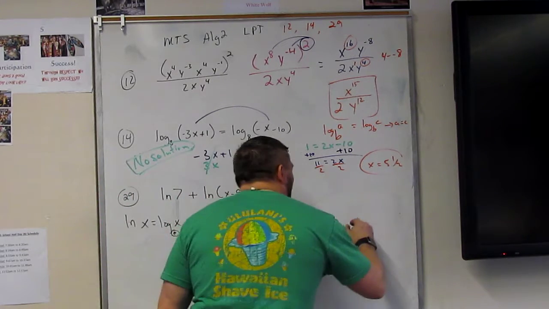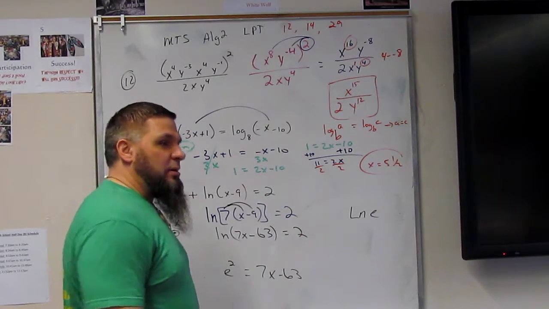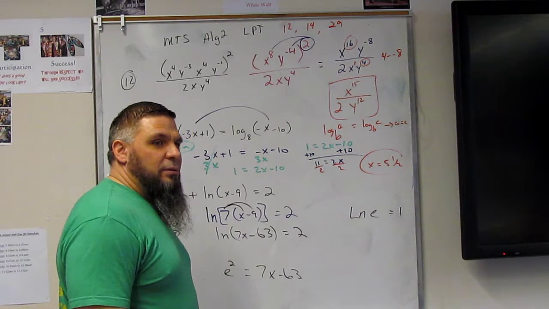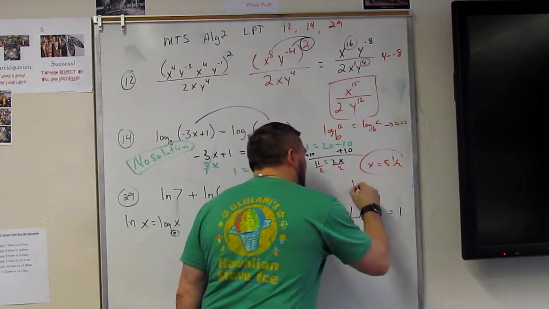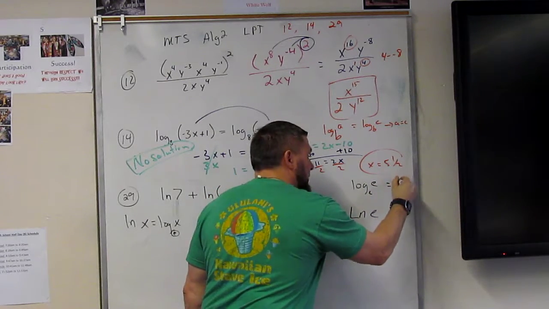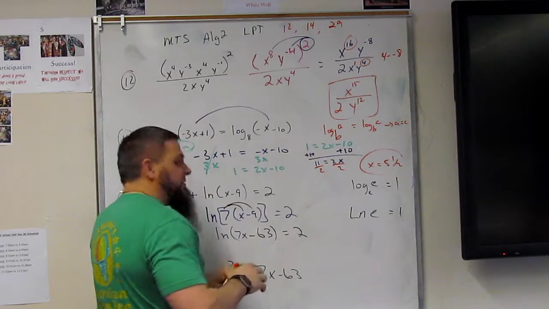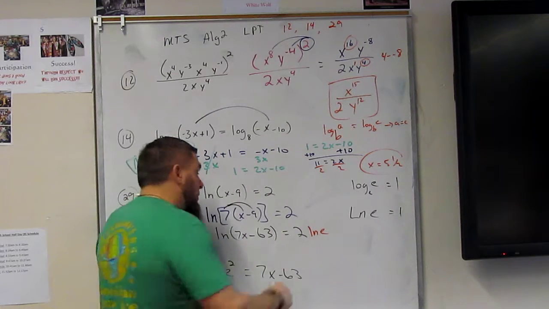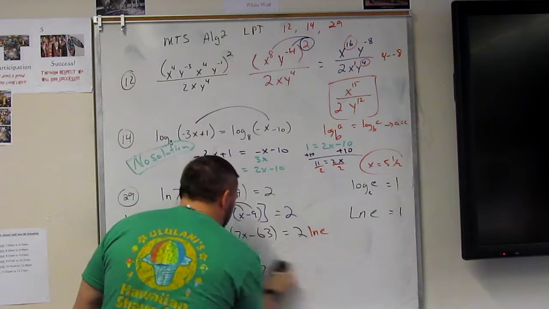Think about this. What is ln of e? ln of e is equal to 1, right? Why? Because the log base e of e, when the base is the same as the number, it's 1. Okay? So watch this. This is fun. ln of e to the 2 times 1. What's 2 times 1? 2. So I'm going to manipulate it.